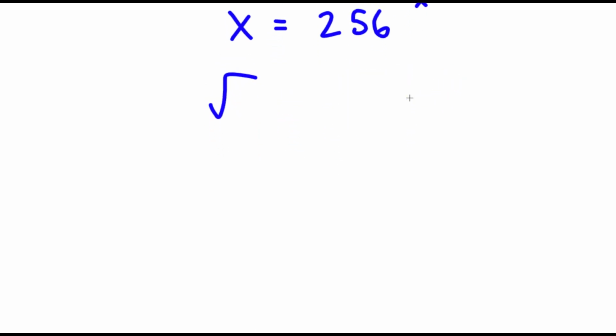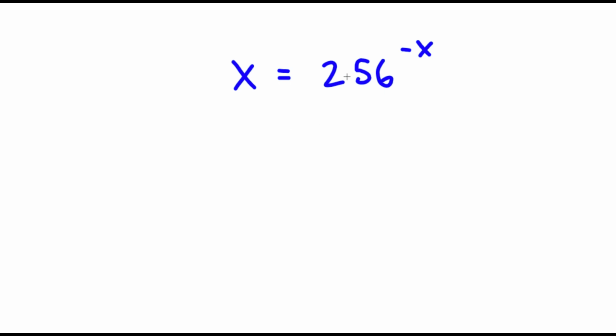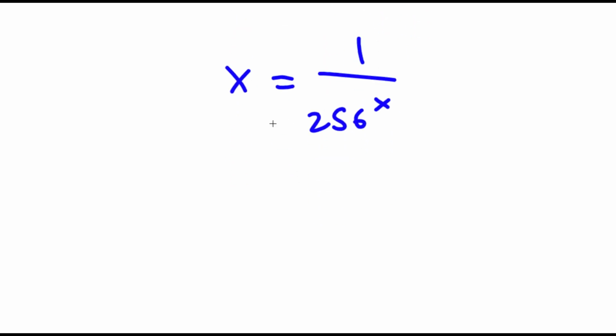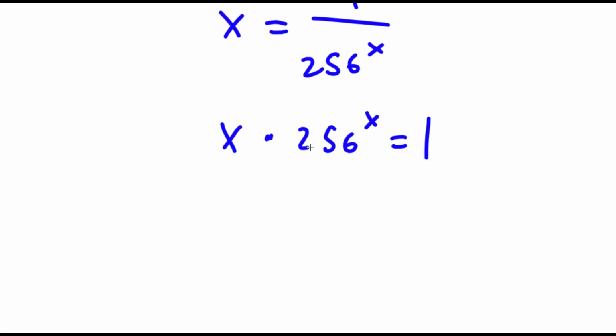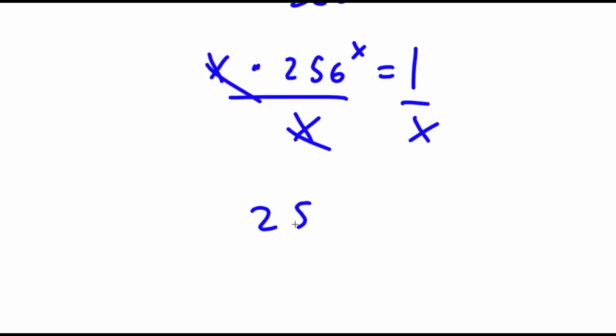So before we do that, actually, I'm going to rewrite 256 to the power of negative x as 1 over 256 to the power of x. So now I can multiply x with 256 to the power of x, and this is equal to 1. Now I'm going to divide both sides by x. So now I have 256 to the power of x is equal to 1 over x.